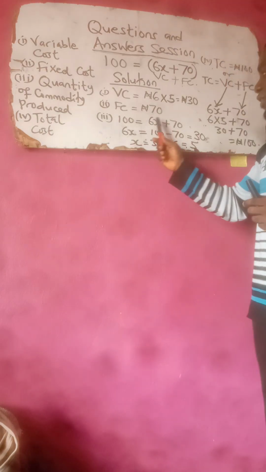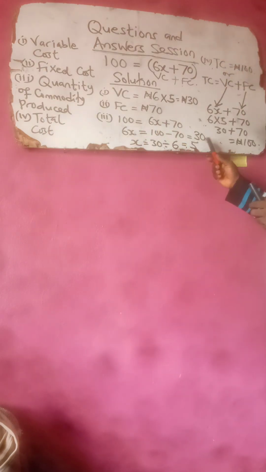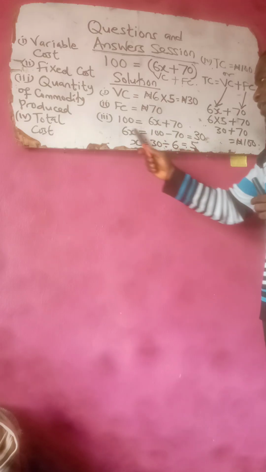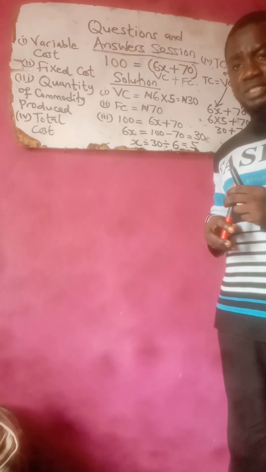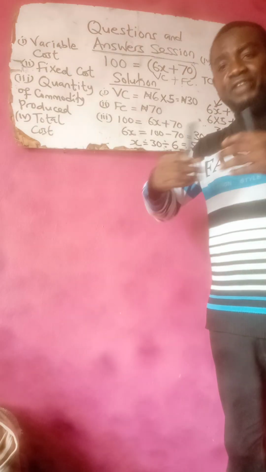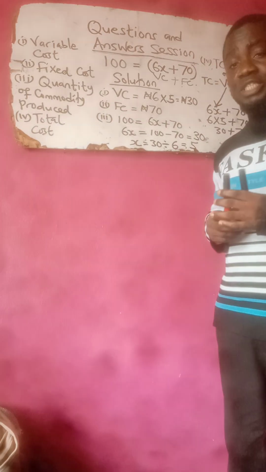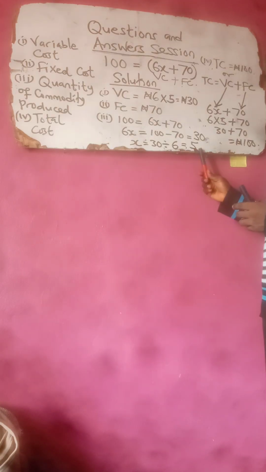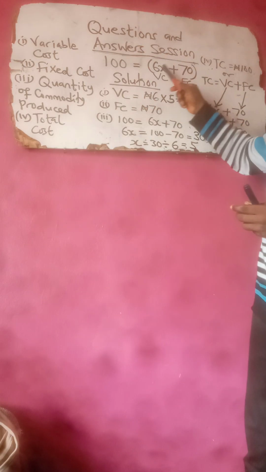When we finish solving that, we have 6x equals 100 minus 70, which is 30. 30 divided by 6, we have 5. It means the quantity produced of that commodity is 5 units. It can be 5 kg, it can be 5 grams, depending on what the question says. So the quantity of the commodity produced is 5. So if you now want to calculate the variable cost, you go back to 6x.